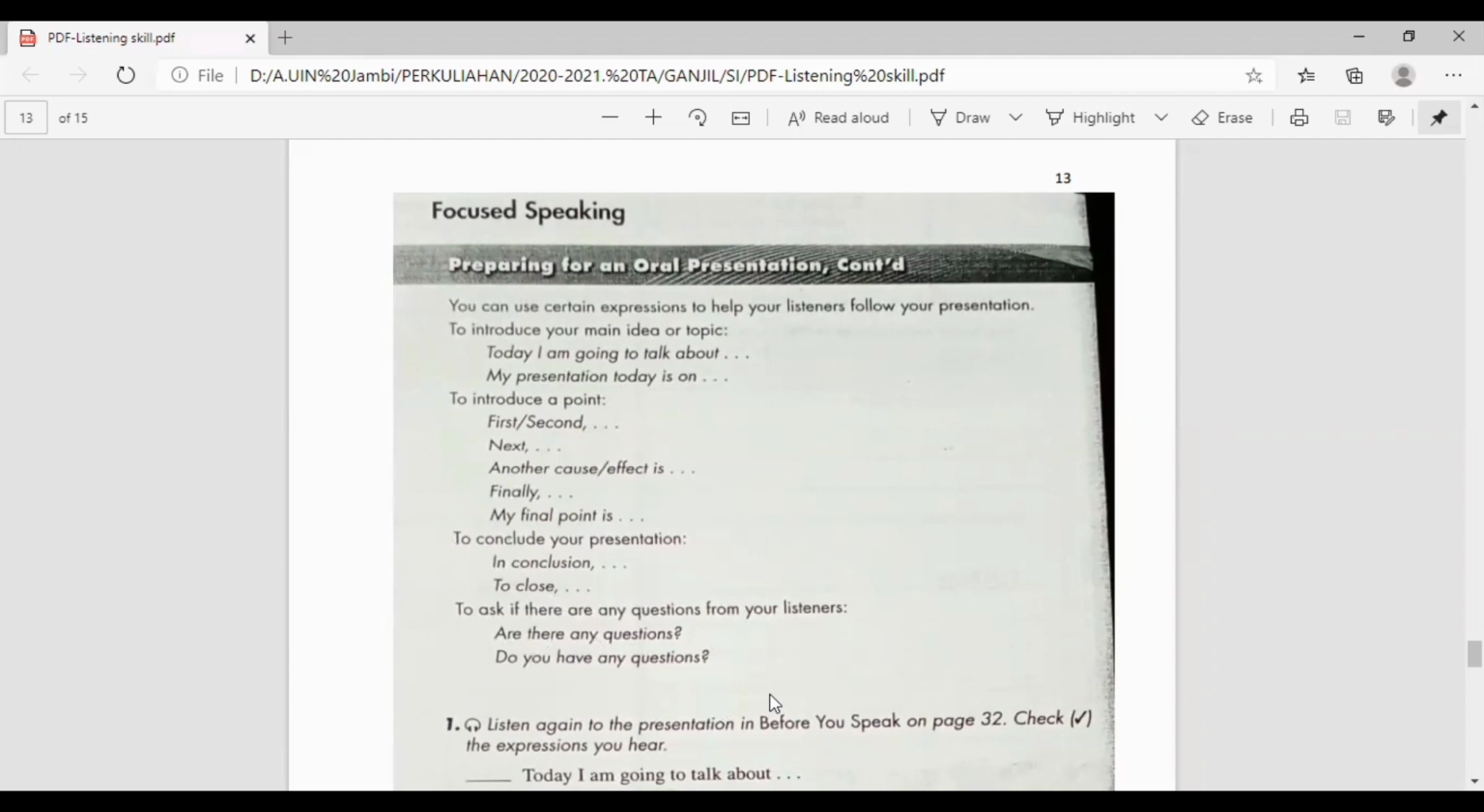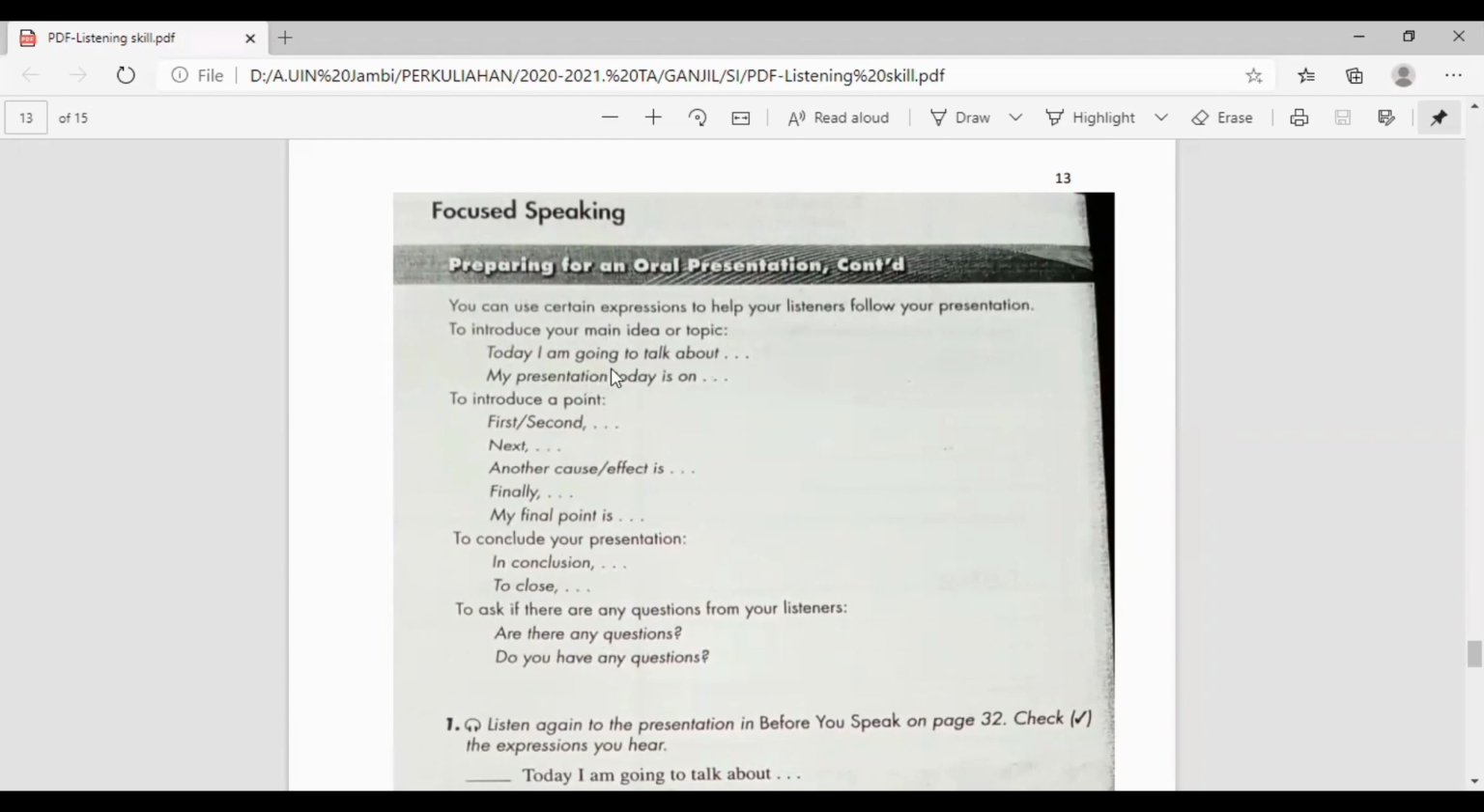So all of you guys, try to use this organizational structure and these expressions when you do your presentation in your video later on. Okay, make sure you use these expressions.